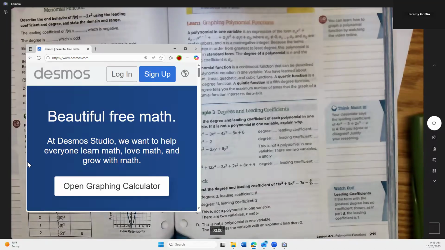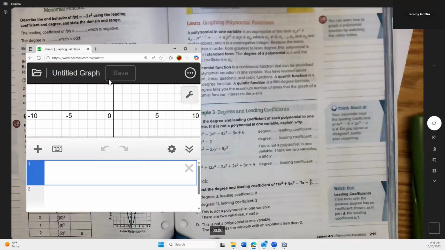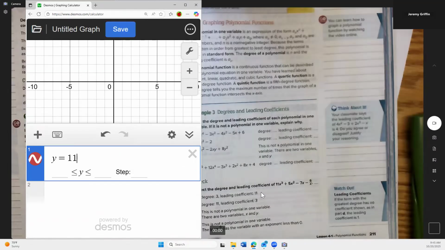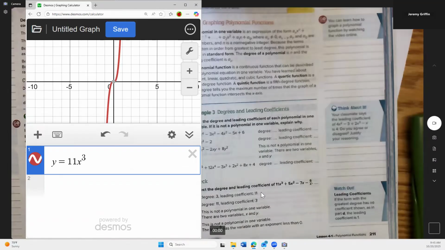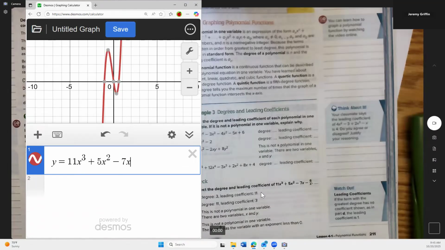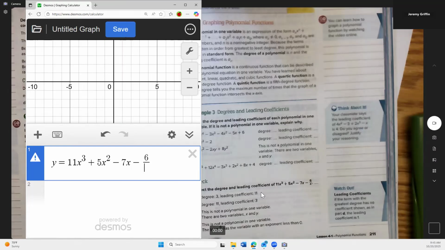Desmos. I'll type that expression into this graphing calculator, and I'll show you that there is a vertical asymptote, and then I'll show you guys a classic polynomial. I'll show you guys how to graph some of these. Okay? And so it says y equals 11x to the 3 plus 5x squared minus 7x. Okay. So far that's a polynomial. But this last part, minus 6 over x.